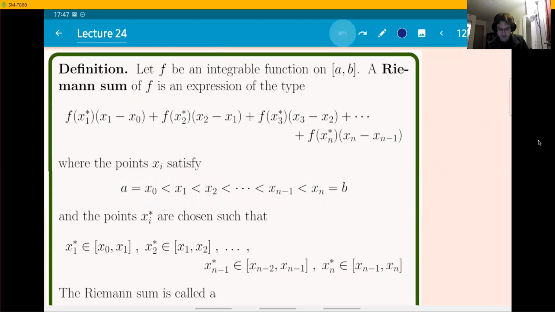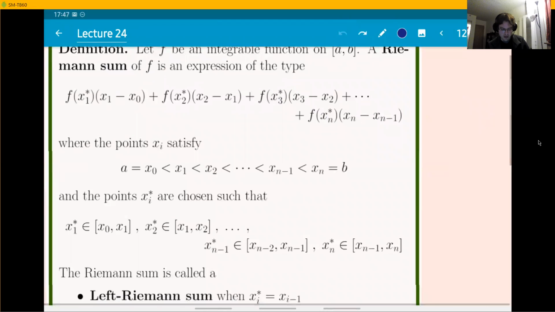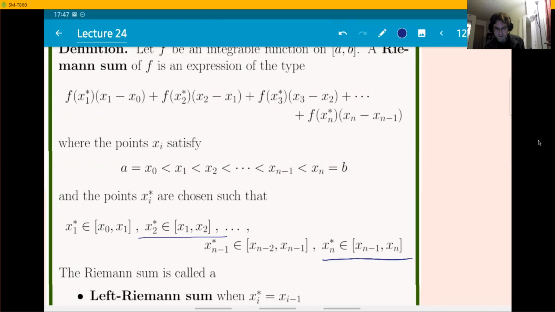And these points inside of the f with a little star above them, they are just chosen inside of each one of the corresponding pieces. So I'm saying right here, for example, the very first point, x1 star, it's some point inside of the first interval. It does not have to be always the right point or the left point. It could be anywhere inside. So this is what this line is saying. The second point is in the second interval. The last point is in the last interval.